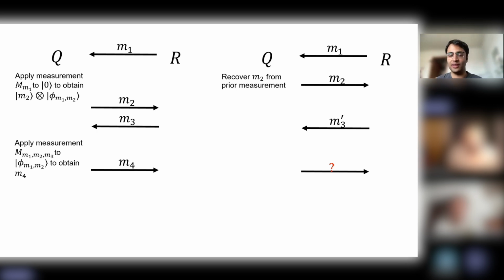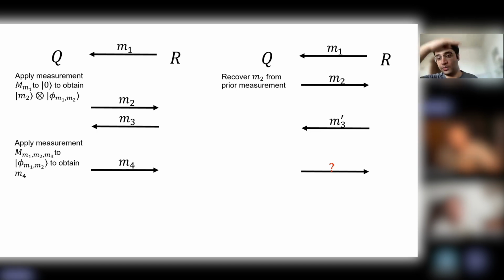But this is where the pretending catches up to us, because to get a different message M4, Q normally would be applying a measurement to its internal state, phi M1 M2. And how would it obtain phi M1 M2? By performing this first measurement. But if it performs this measurement again, it will get a different M2 prime. It will not get phi M1 M2. It cannot obtain this state, and is not able to answer with a new fourth message that is consistent with M1, M2.